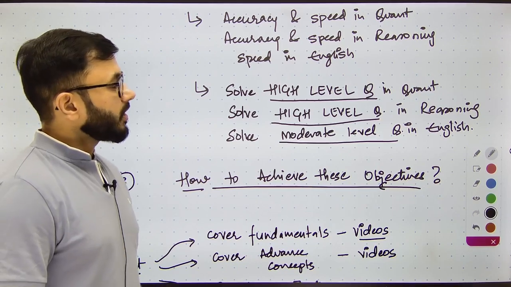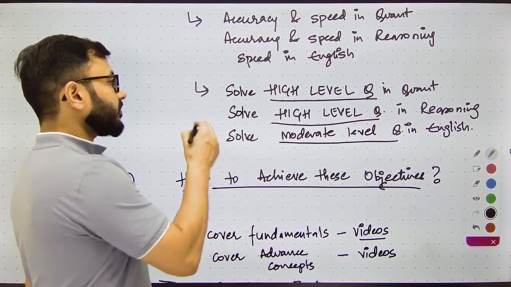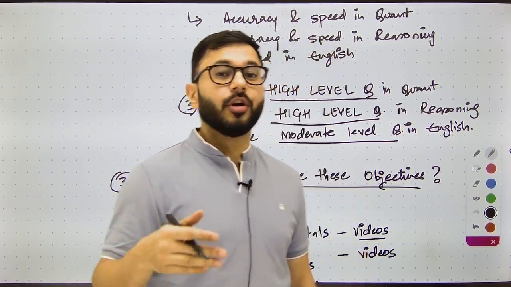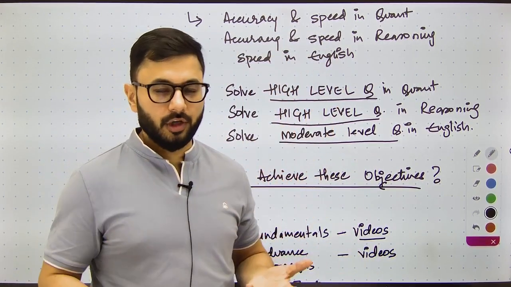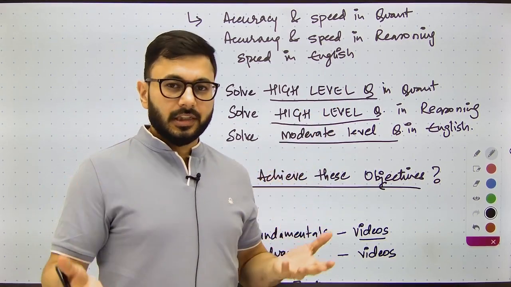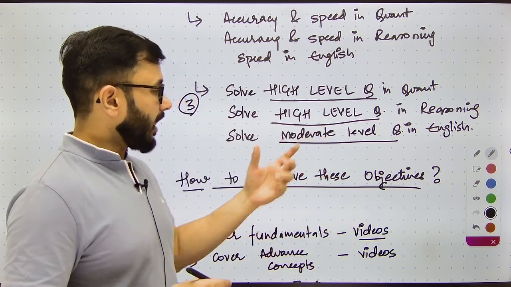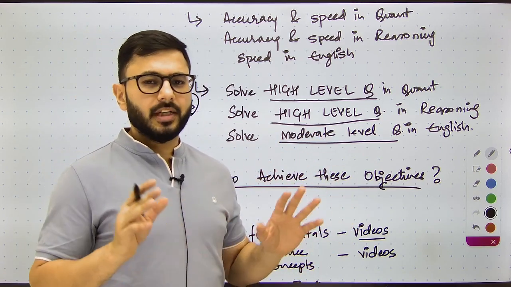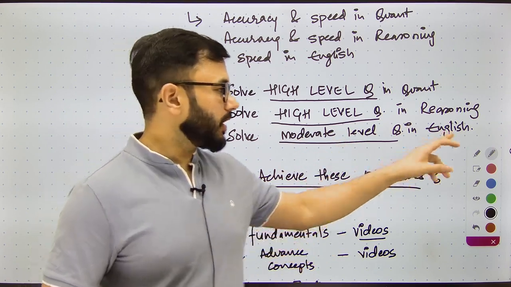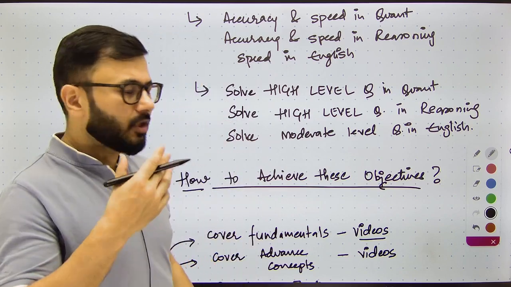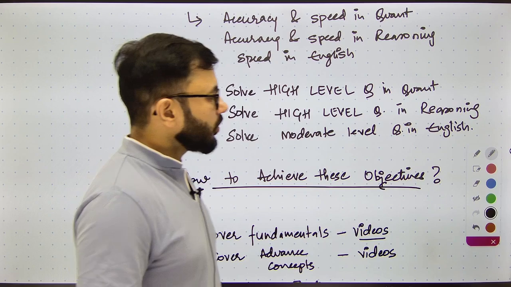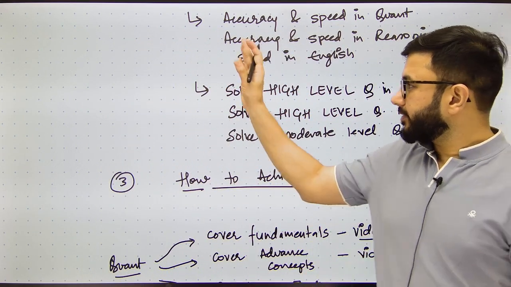Now these are my specific objectives clarified. Based on my past year analysis, I know, by which I mean you students know, that there are high level questions being asked in quant. So I need to be able to solve high level questions with ease, with comfort. The same goes for reasoning, but in English I can afford moderate level questions also, because that has been the trend in the past some years, moderate level questions being asked in English. That is why I need not go towards high level questions in English, at least as of today. So these are the three major objectives that I have identified.